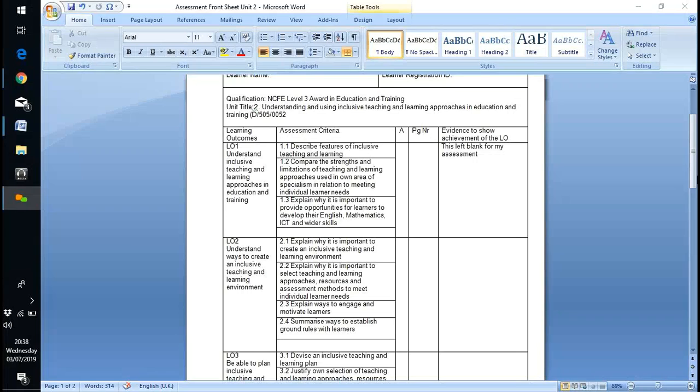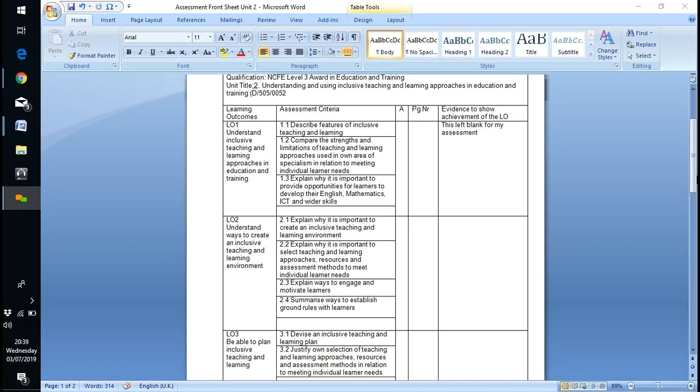So, yeah, LO1 is understand inclusive teaching and learning approaches in education and training. One of the best ways to do that, I'll just go through the unit with you first and I'll come back to that. It's looking at the features of inclusive teaching and learning, comparing the strengths and limitations of teaching and learning approaches used in your own area of specialism in relation to meeting individual learner needs.